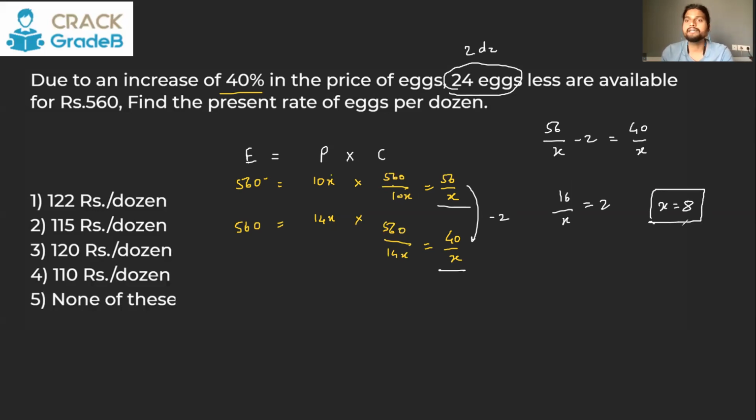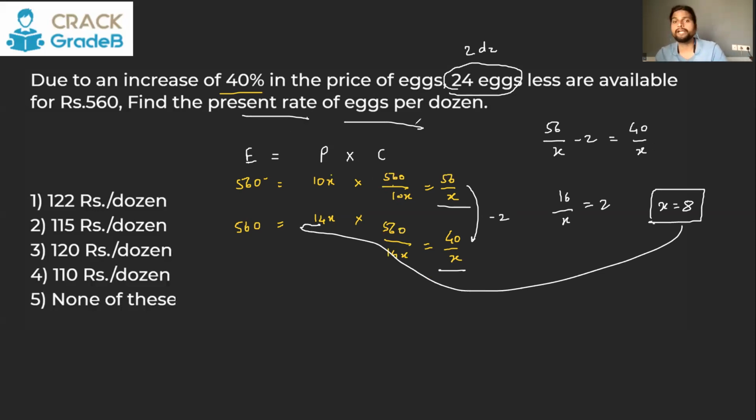So if x is 8, you have to put 8 here because they are asking what is the present rate. Present rate means the new rate. So put x equal to 8 here. 14 into 8, that is 112. 112 means none of these.